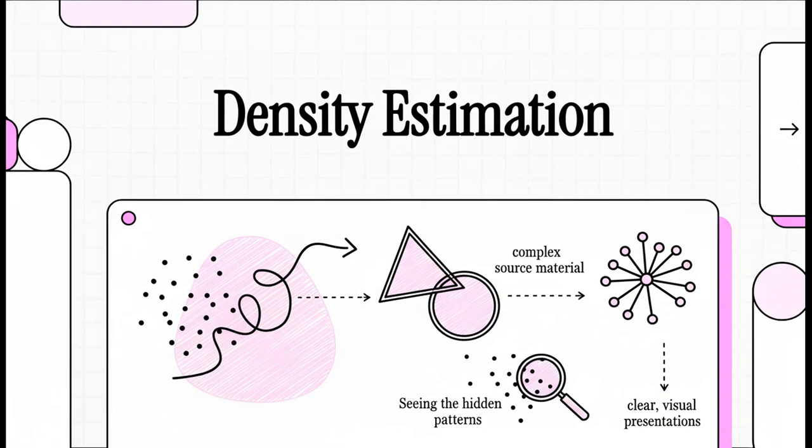Welcome to The Explainer. Today, we're going to dive into a really cool concept in machine learning: how an algorithm literally learns to see the hidden patterns in data just by figuring out its shape.